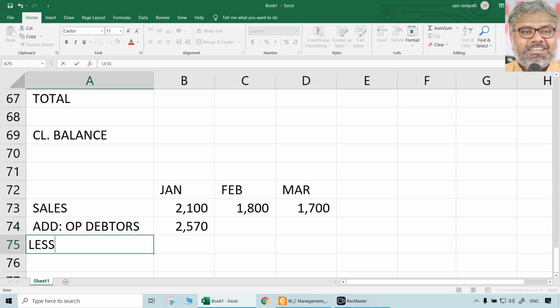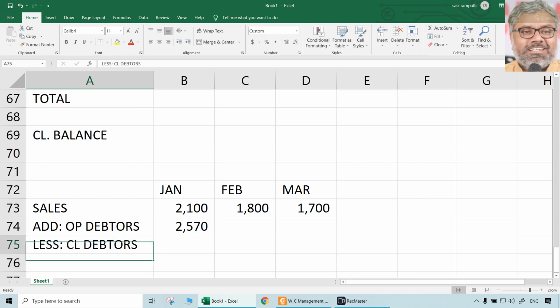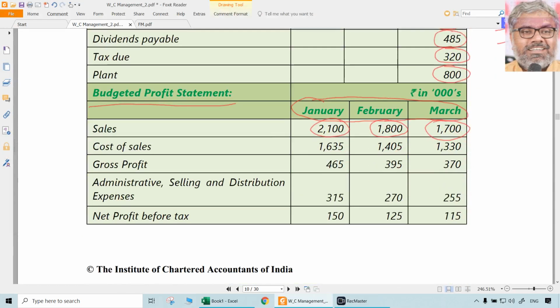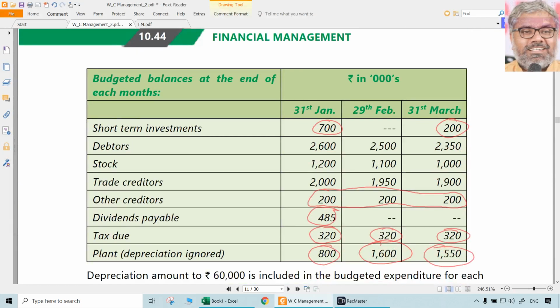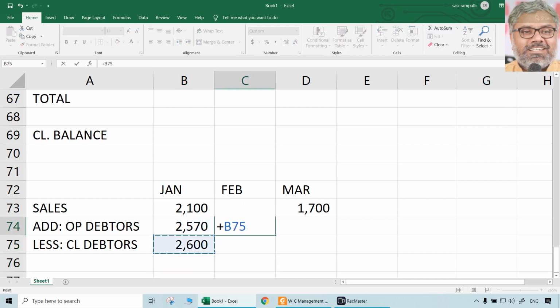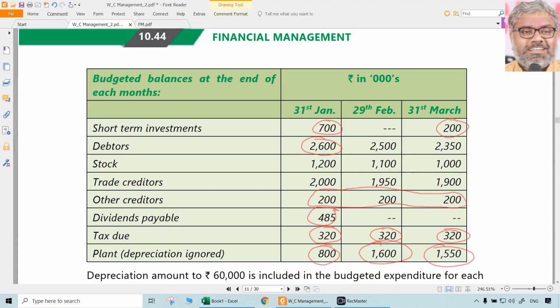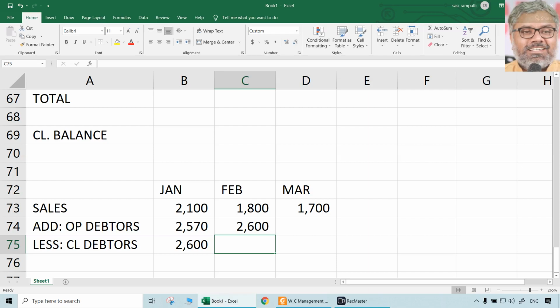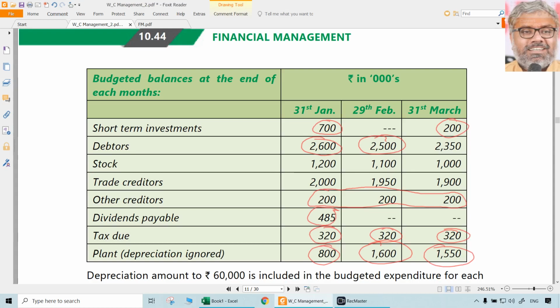Then deduct closing debtors. How much is closing debtors at the end of the January? That is also given here. That is 2600,000. So 2600, take it here. Automatically this becomes the opening debtor for next month. And what is the closing debtors for February? 2500. This 2500 will become the opening debtors for next month. What is the closing debtors for March? 2350.